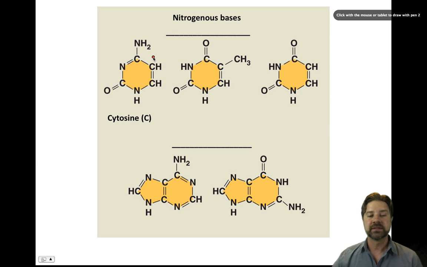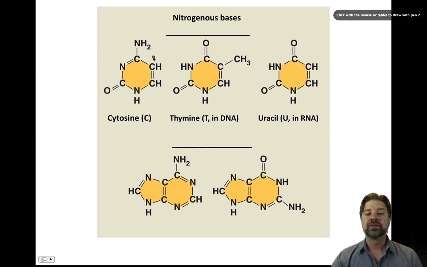This first one, as you can see, is called cytosine. The second one is called thymine. And the third one is called uracil. Down on the bottom, these 2 down here are a little bit different because they're made of double ring structures. And the 2 nitrogenous bases that qualify for that are going to be adenine and guanine.